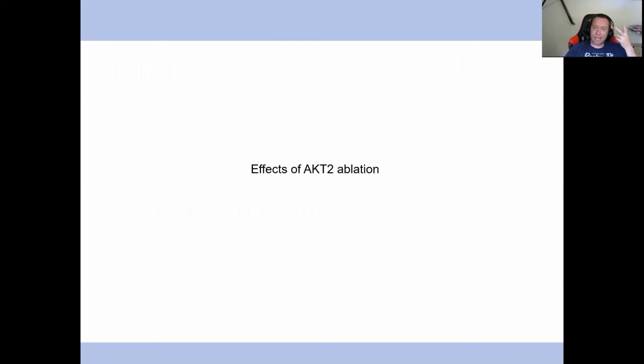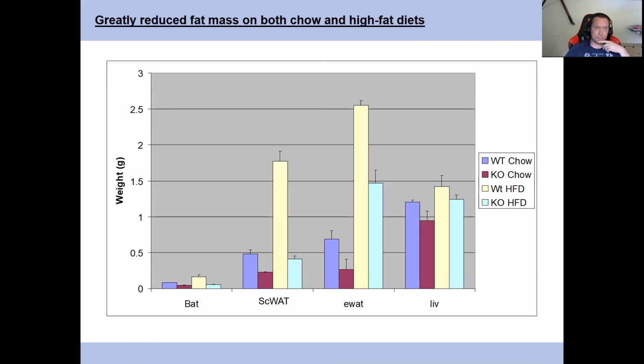So what are the effects of AKT2 ablation? First of all, we have greatly reduced fat mass on both chow and high-fat diets. Now, I didn't mention it and show the data, but the gamma-2 has very, very little change in fat mass. The AZIP has no fat mass. The AKT2 knockout seems to sit somewhere in between. They also have a bit of a loss in liver weight and generally in lean mass, okay?